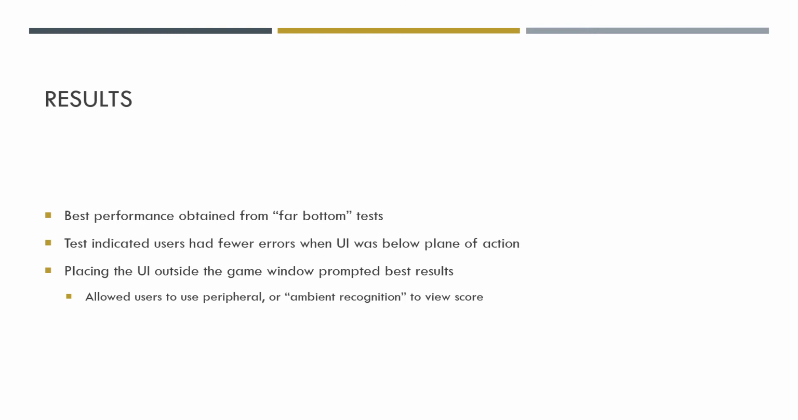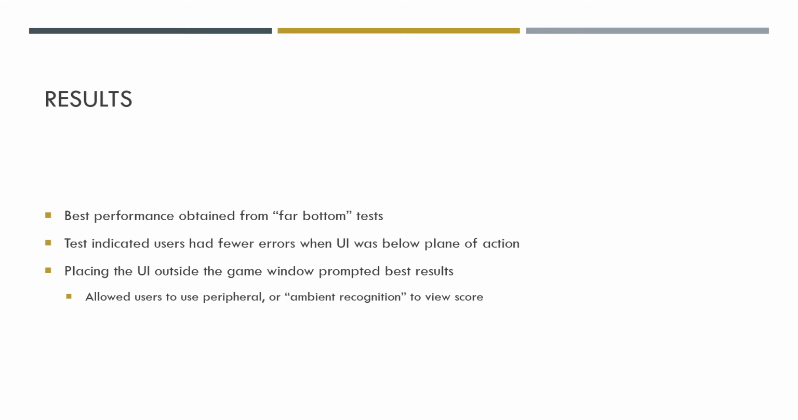And so when it boiled down to the final results, they found that people that used the far bottom screen, or the far bottom test where it was outside of the UI, actually performed the best. They had the fewest errors, and this was attributed to 2 things.